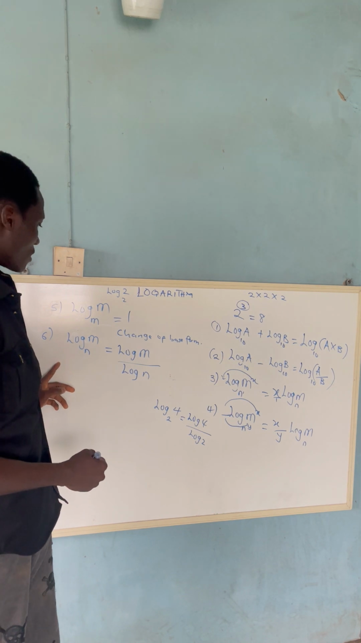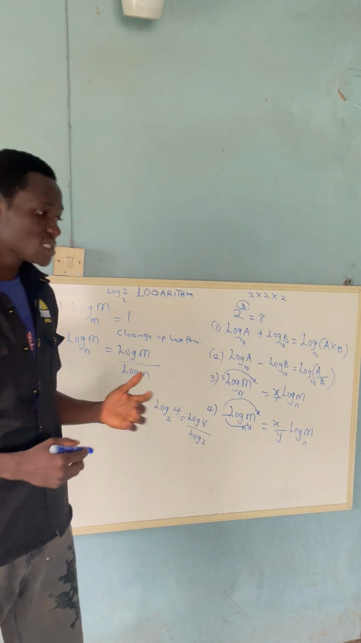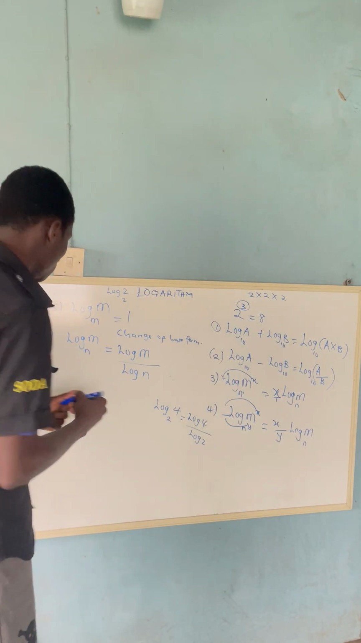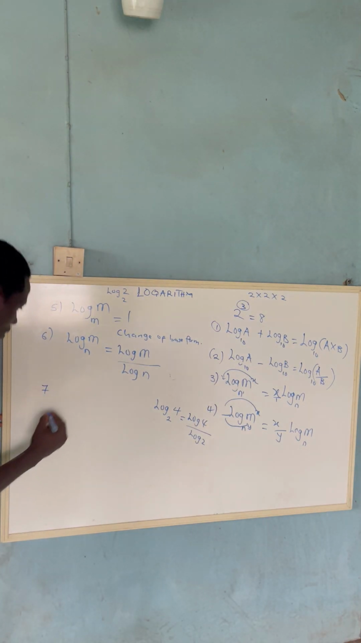So we are in the 6th law now. Let's see the 7th law. The 7th law is the reciprocal law. What does the 7th law say?